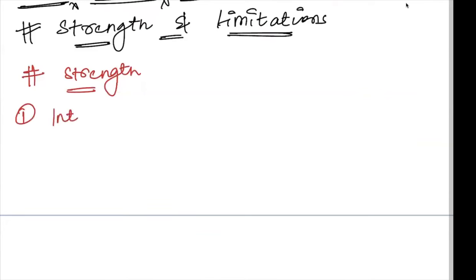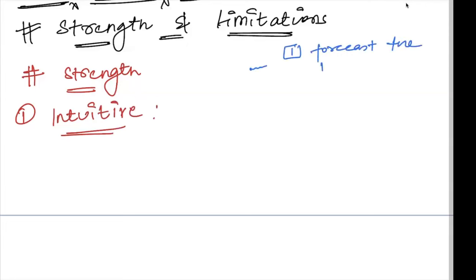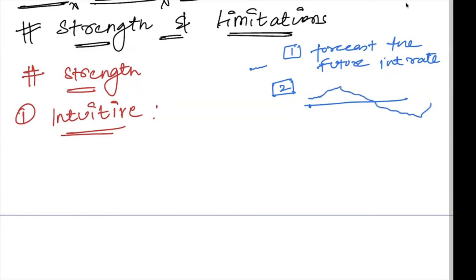First, it is intuitive. What do I mean by intuitive? What this model is basically saying is, it is trying to forecast the future interest rates, or you can say interest rates in the future, right? And how it is trying to do that is it is using a mean reverting process: if the interest rate is going up, it will come down. If it is going down, it will come up. So the interest rate will stay within certain limits.